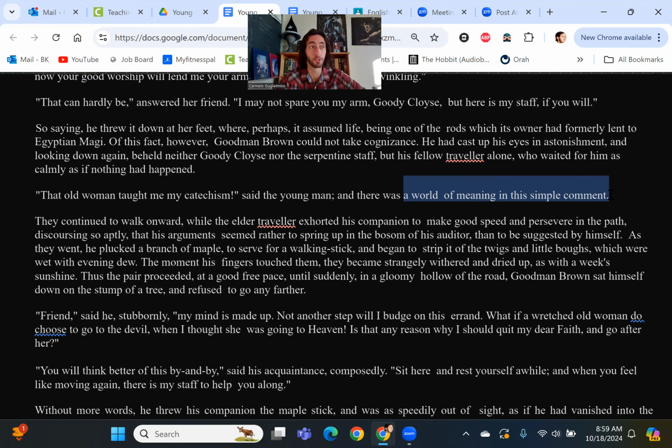Doing what to his understanding of the people that he respected? First it was his family, then it was the general courts and the upper powers of Salem Village or of New England. Then it's the pastor, and then now it's the woman who taught him his catechism. All of these people are involved with the devil.